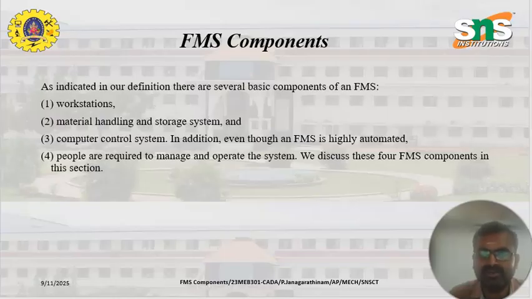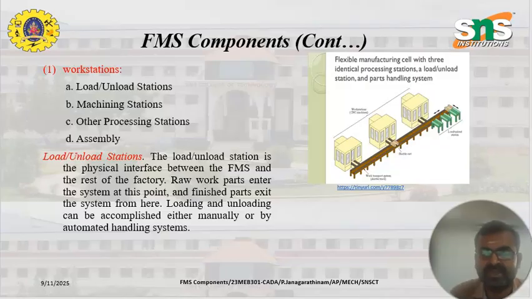And the computer control system, which is used to control the entire systematic operations. In addition, even though an FMS is highly automated, because we can reduce the human effort as well as increase the efficiency of our machining components, people are required to manage and operate the system. A small number of skilled people are required to manage and operate the entire system. So these are all the basic components of the FMS system.